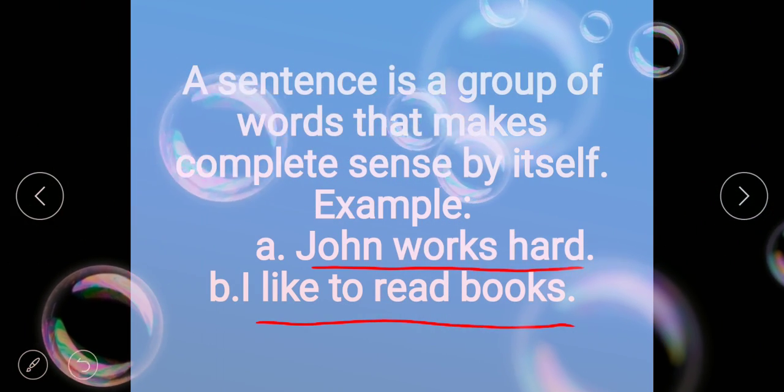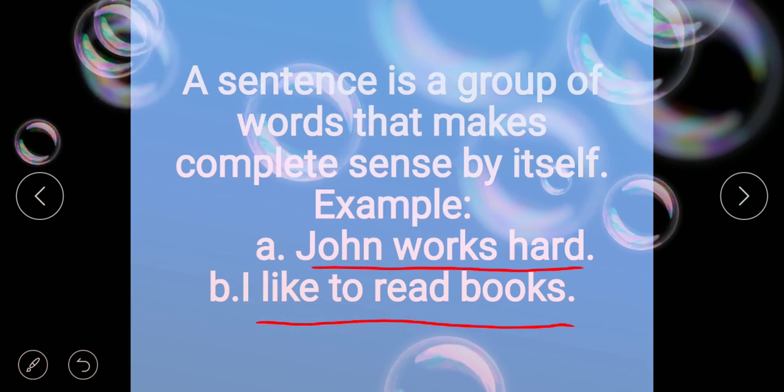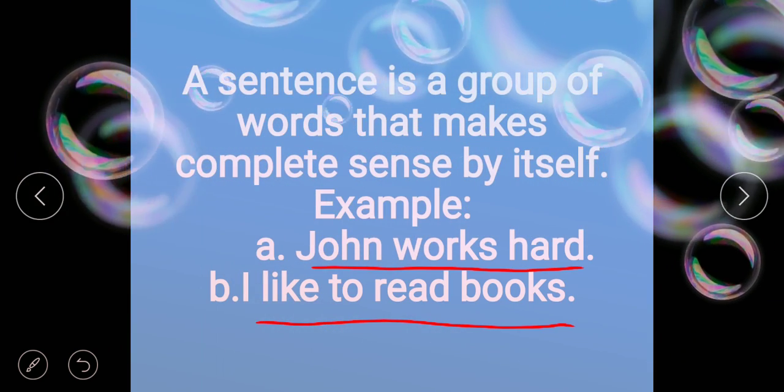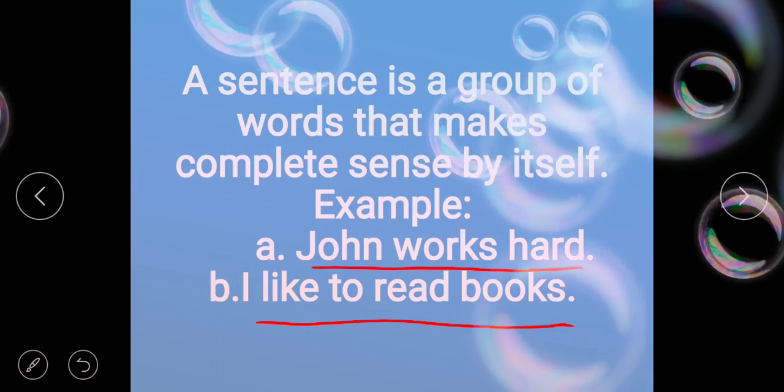Features of a sentence. A sentence is a group of words that makes complete sense. It begins with a capital letter. It ends with a full stop, an exclamation mark or a question mark.